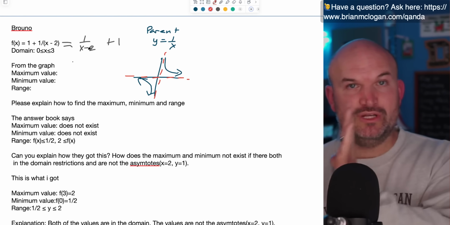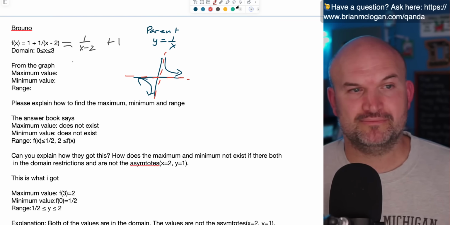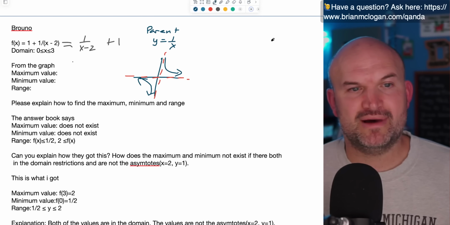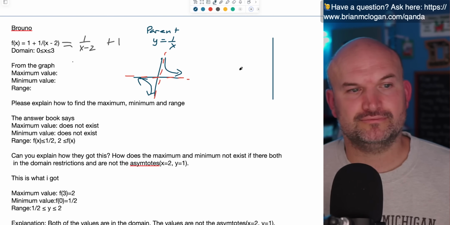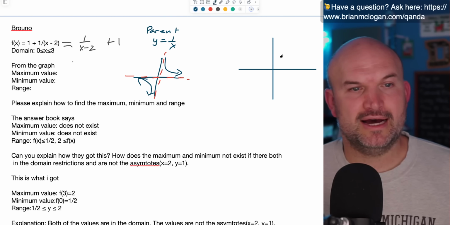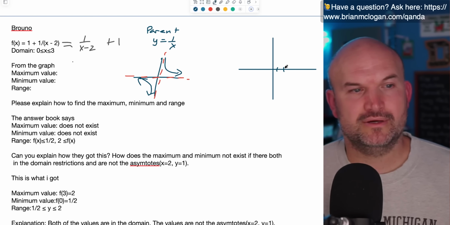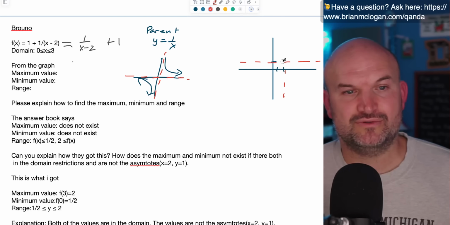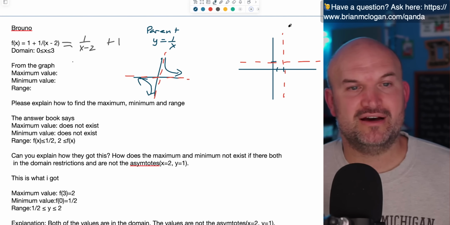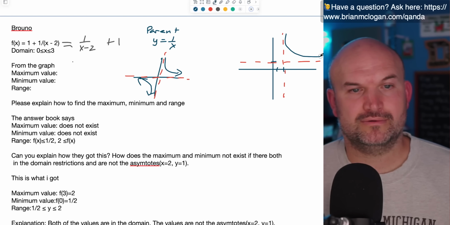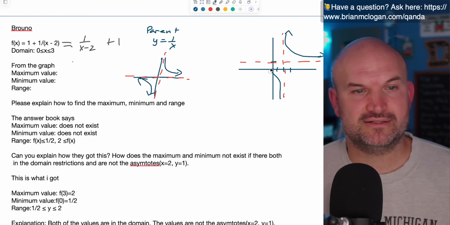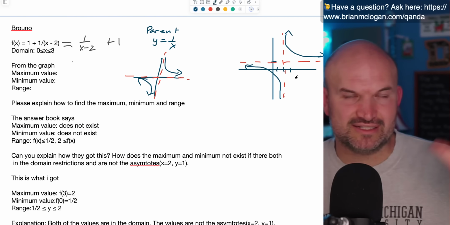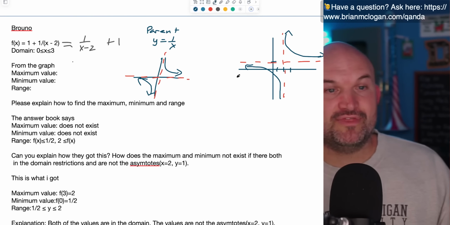I'm shifting my graph 2 units to the right and shifting my graph up 1 unit. So without the restrictions on the domain, my graph is going to look something like this. I'm shifted over 2 units and then up 1 unit. So now I have a horizontal asymptote at y equals 1, and a vertical asymptote at x equals 2. So my graph looks something like that. I don't have the exact points, but that's what the graph looks like.